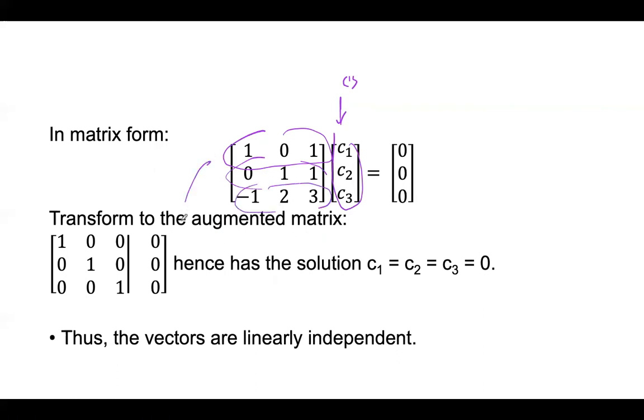Now, if this helps us, we can transform this into the augmented matrix. And then we see that the solutions to our C's, C1, C2, C3, are equal to 0. So therefore, these are linearly independent.